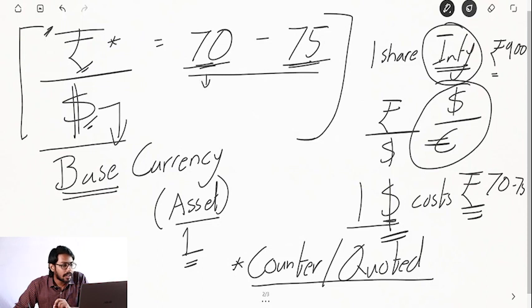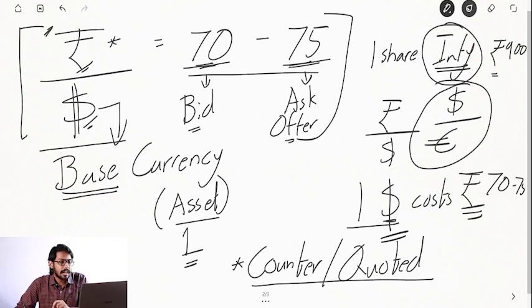70 is called the bid rate. 75 is called the ask rate or offer rate.